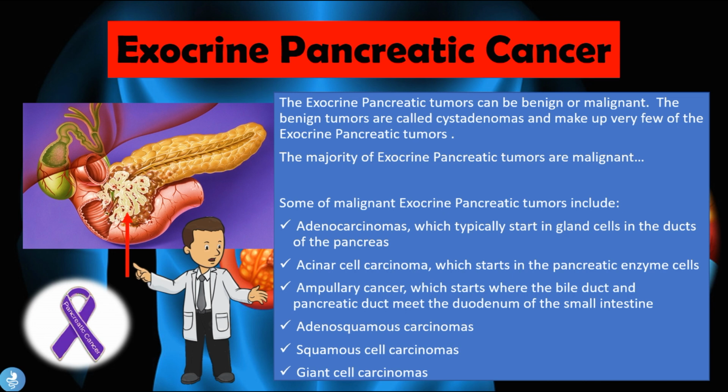the pancreas. We can have the acini cell carcinoma, which starts in the pancreatic enzyme cells. We can have ampullary cancer, which starts where the bile duct and pancreatic duct meet the duodenum of the small intestine. We can have adenosquamous carcinomas, squamous cell carcinomas, and giant cell carcinomas. So these all essentially make up the malignant forms of the exocrine pancreatic cancers.